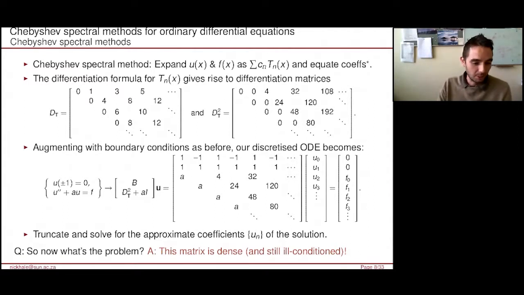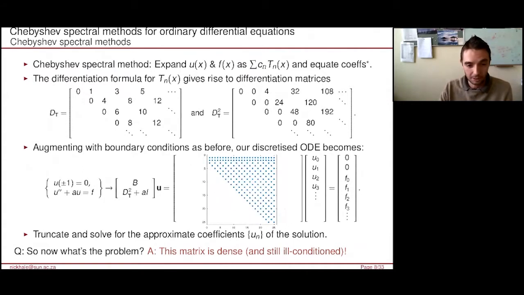So that's it. That's pretty much Chebyshev spectral methods. And so what's the problem now? Why do we still need to continue? Well, the problem is this matrix here, rather than being almost standard as it was in the case of the power series method, this matrix is actually dense. So these coefficients here continue along.